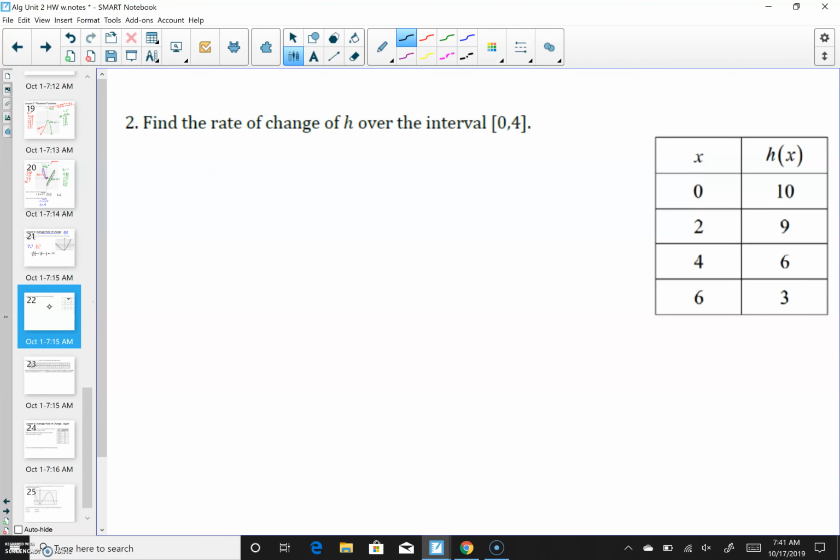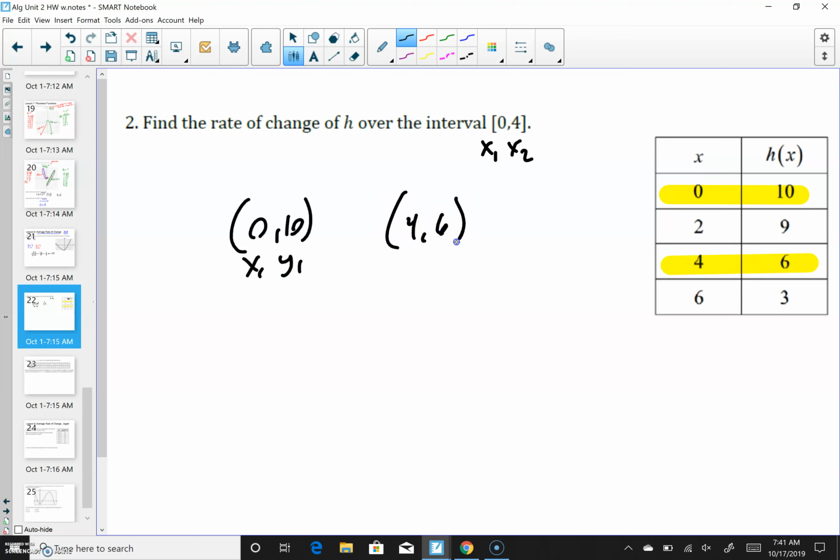And number 2, find the average rate of change over the interval 0 to 4. So what that means here basically is that 0 is going to be our x1 and 4 is going to be our x2. So really, we're only focused on a couple of points on our graph. We're focused on the point at 0 and the point at 4. So our first coordinate, 0, 10, that's going to be our x1 and our y1. And then our second point, 4, 6, is going to be our x2 and our y2.